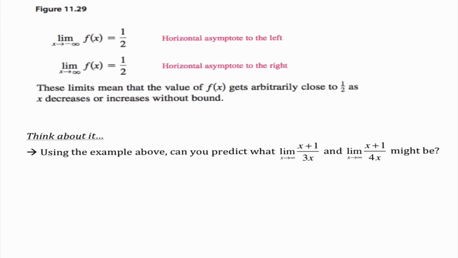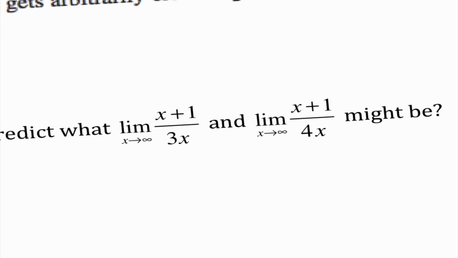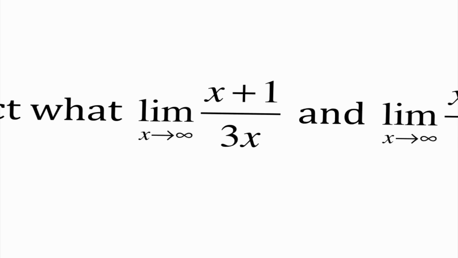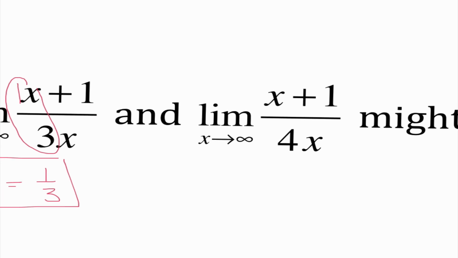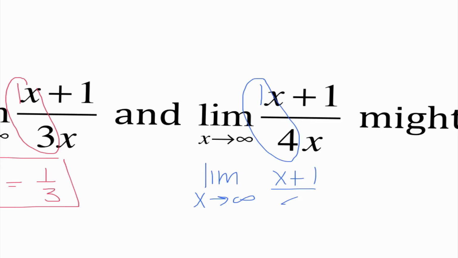So using that info, can we predict what we think this limit's going to be and this limit? I'm actually going to zoom in here. The one thing I noticed on the other one was that we took these coefficients. So I'm going to say the limit as x approaches infinity of (x plus 1) over 3x is equal to 1/3. And that's a little preview of something we're going to learn later. In this case, I could go ahead and take those coefficients, and I'm going to write out my proper notation here and say it is equal to 1/4.